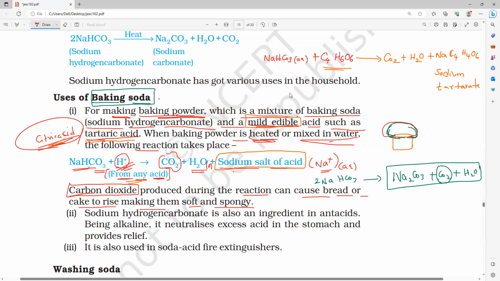But in both cases carbon dioxide is coming. Then why do we use baking powder instead of baking soda? That is very important. Do you all understand what I am saying? In both cases carbon dioxide is released. Both can make the cake fluffy and soft. But why are we using baking powder instead of baking soda?